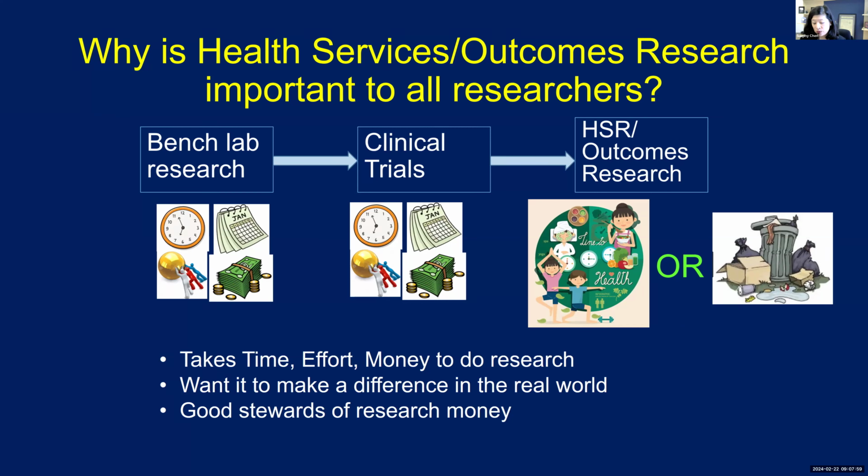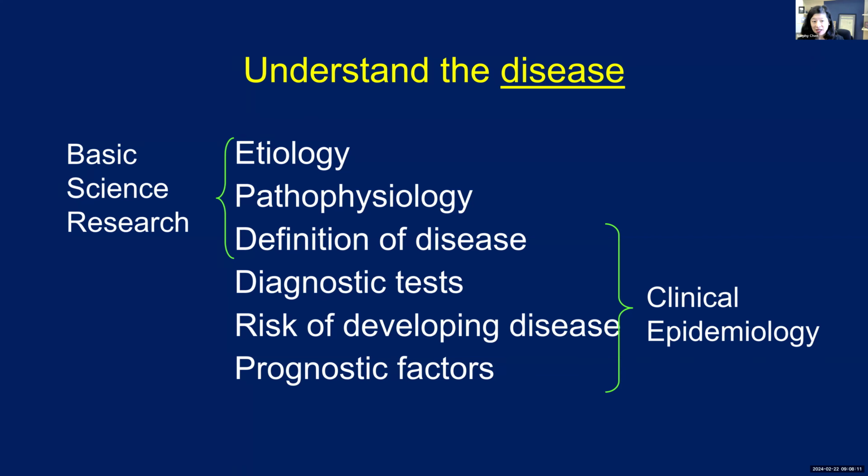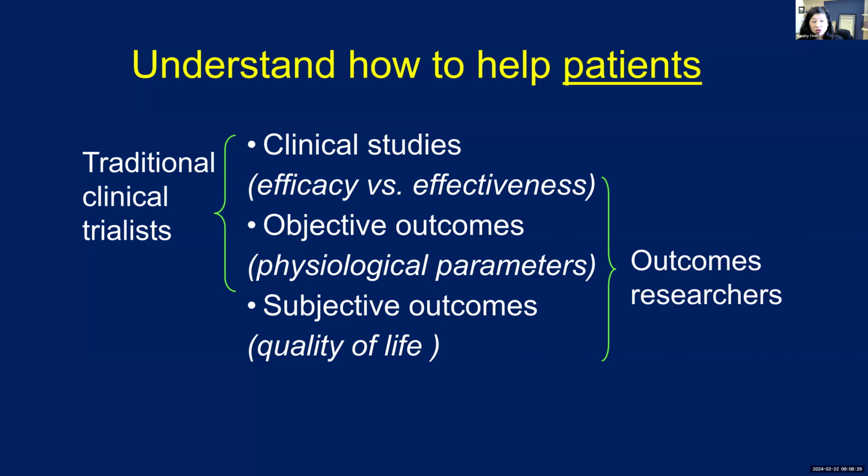Now, again, the goal is to help patients on all these different kinds of research. The basic science research gets at etiology, pathophysiology, maybe further defining diseases with new biomarkers and whatnot. Clinical epidemiologists will take these tools and make diagnostic tests. They'll do risk prediction and also prognostic factors. And then the traditional clinical trialists will put things into trials, and we'll find out whether or not something is efficacious.